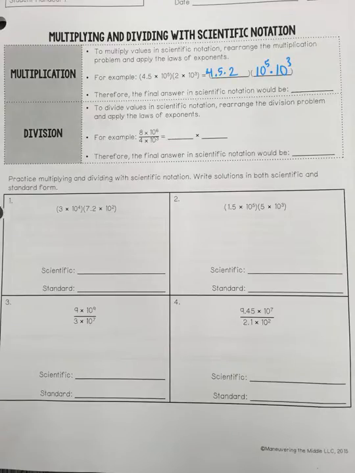So here, our final answer, 4.5 times 2 is 9 times, and then we know our exponent rule would be 10 to the 5 plus 3, because that's how we multiply exponents with the same base. So times 10 to the 8th, and that is already in scientific notation in this problem, so that would be our final answer. Now division is very similar.